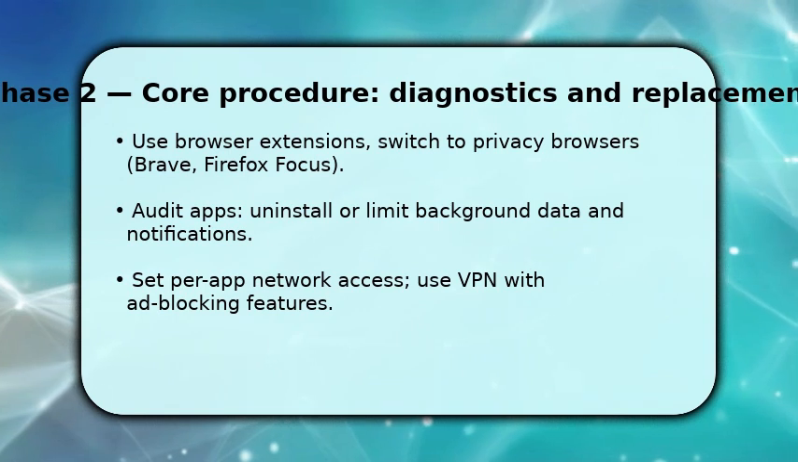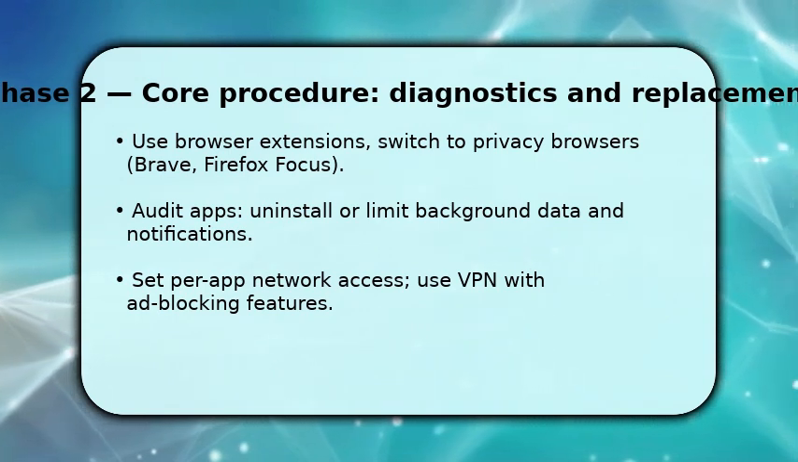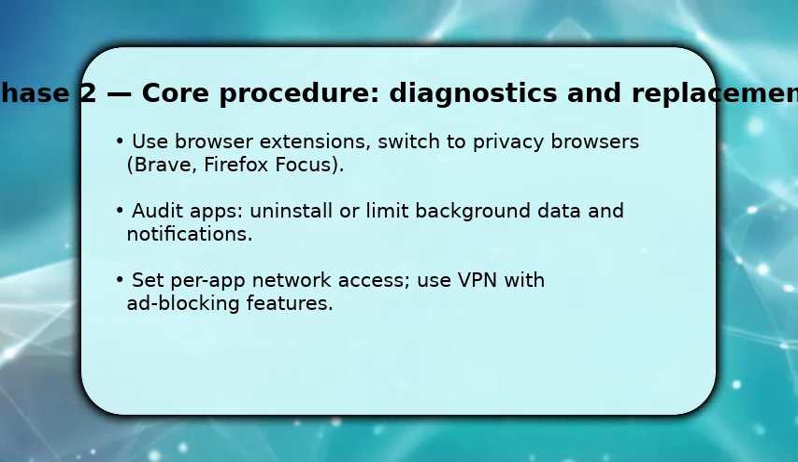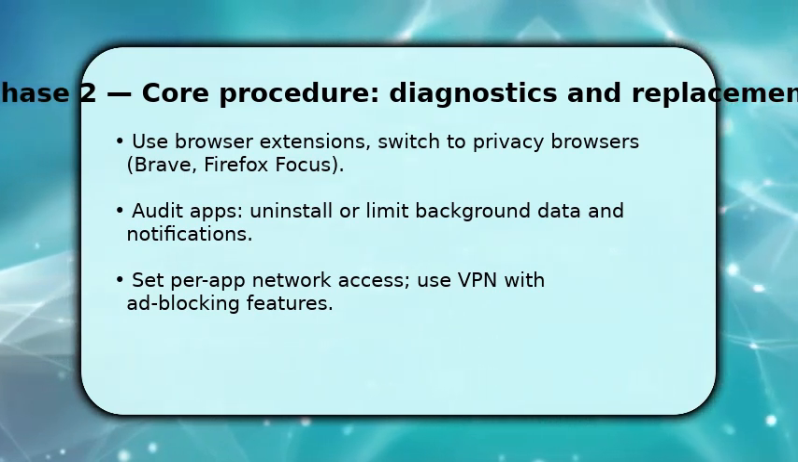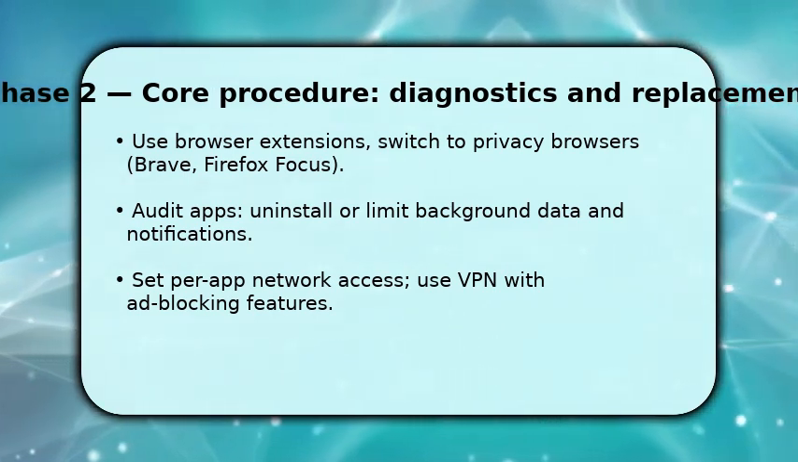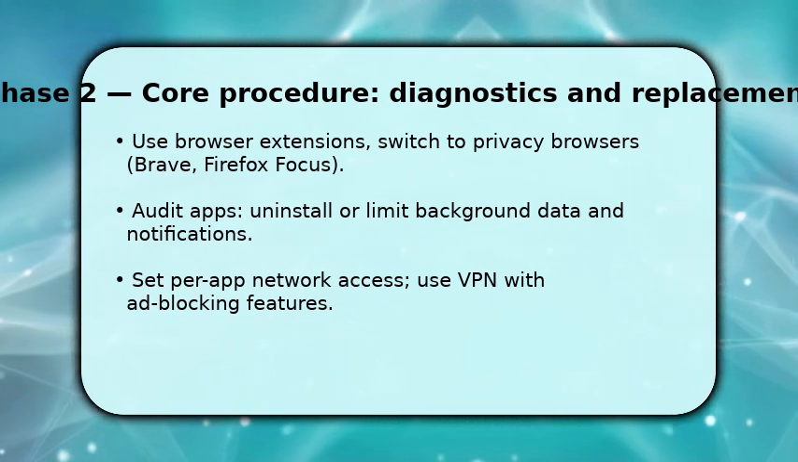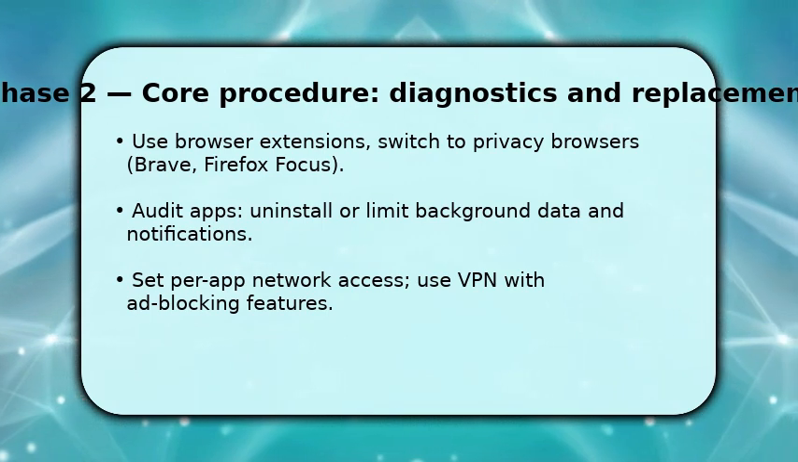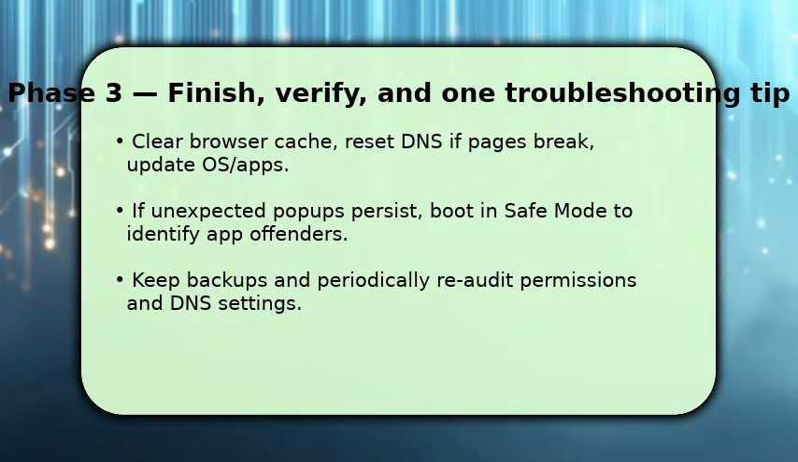After that, configure per app network permissions or run a VPN with ad blocking features to filter ad domains across apps. These measures reduce persistent ads and trackers because they cut off ad delivery at multiple layers: browser, app, and network. You finish by clearing caches and restarting the phone to apply changes.